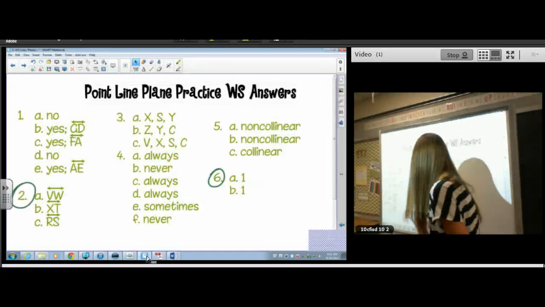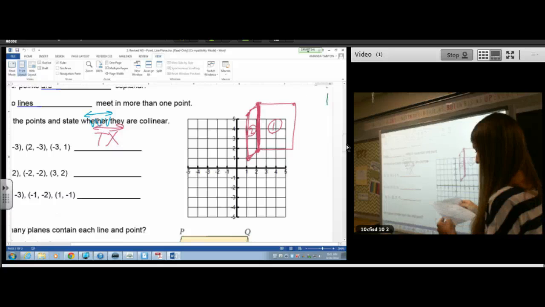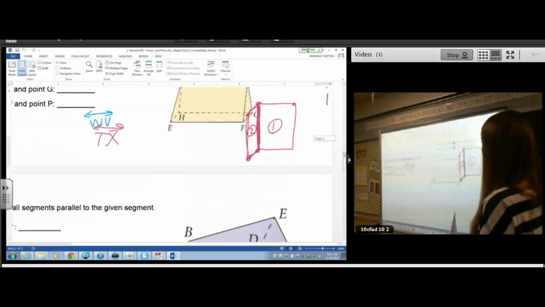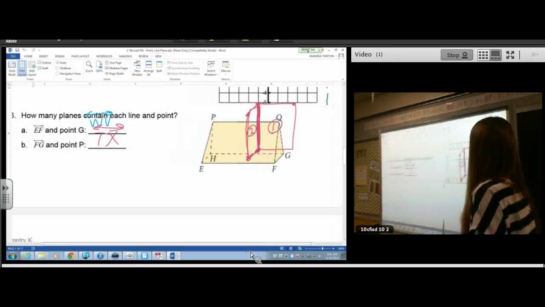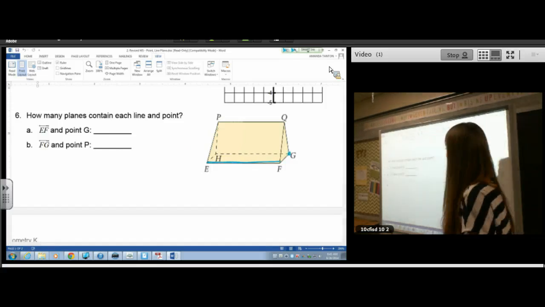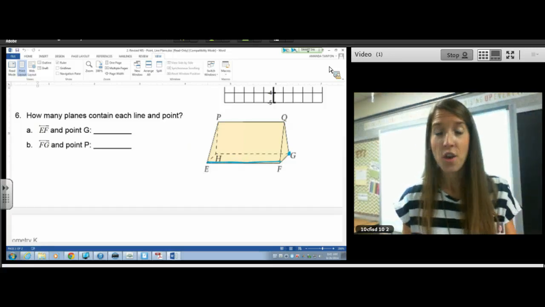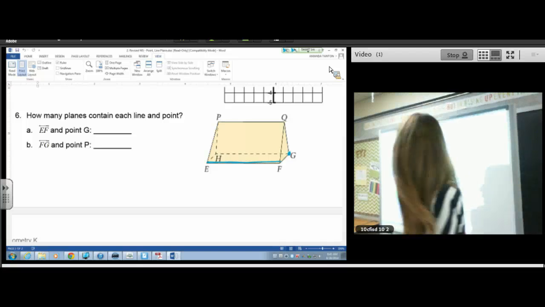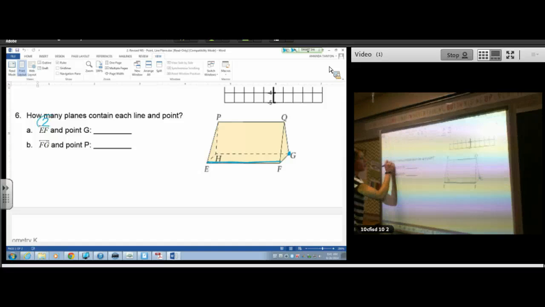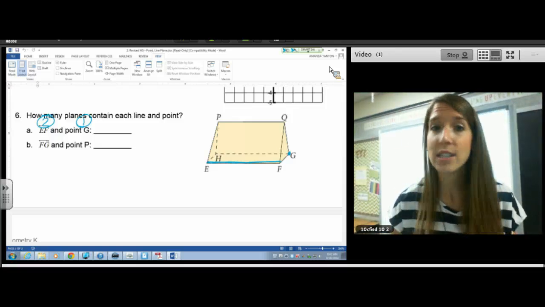Next up is number 6. How many planes contain each line and point? All right, ready? EF and point G. Now, when you name a line and then you name a point that's not on that line, you have now named 3 points, correct? Because this one has at least 2 points and this is 1 point. When you have 3 points, you now have a unique plane, as long as they're not collinear.